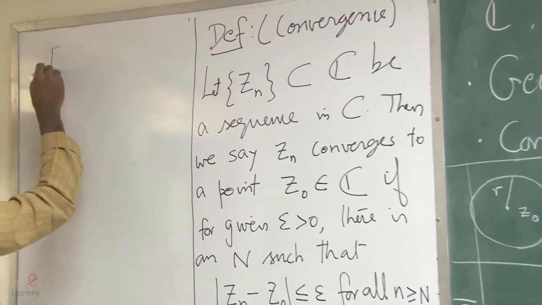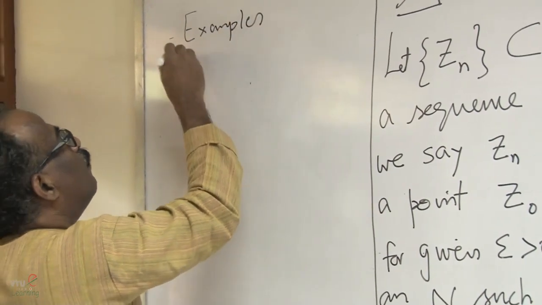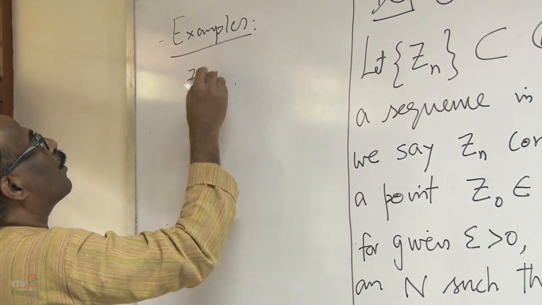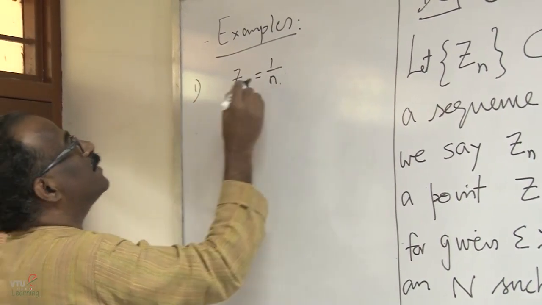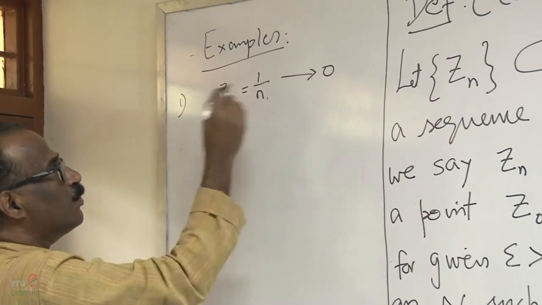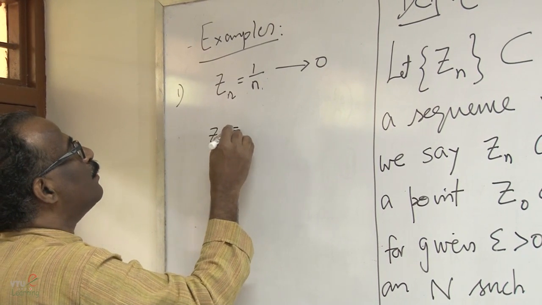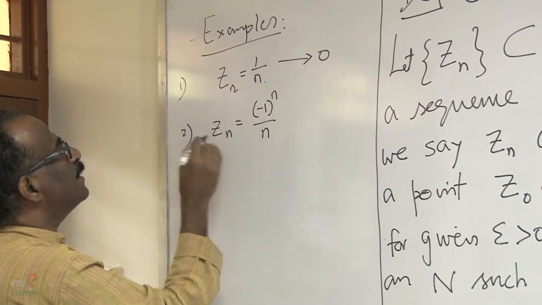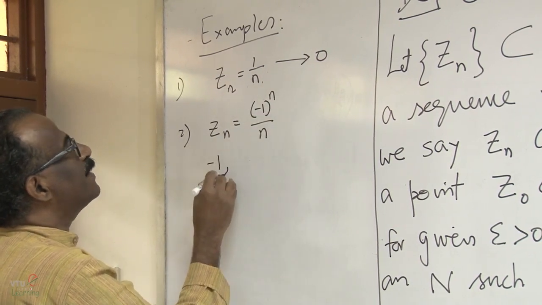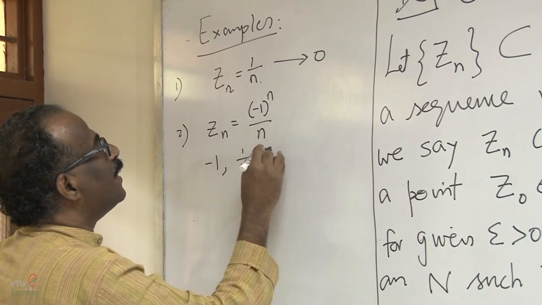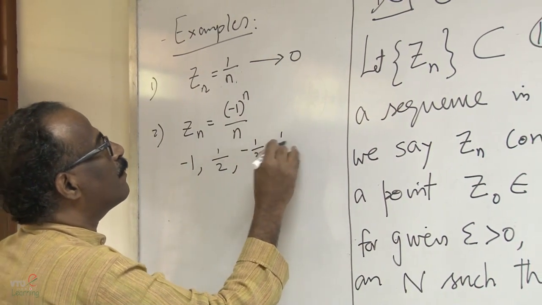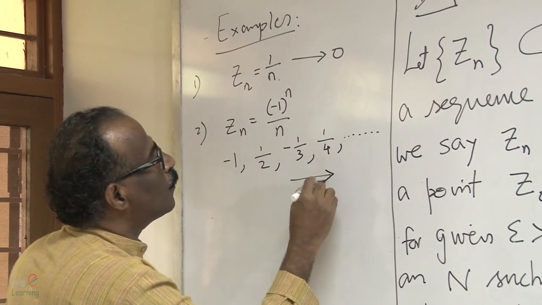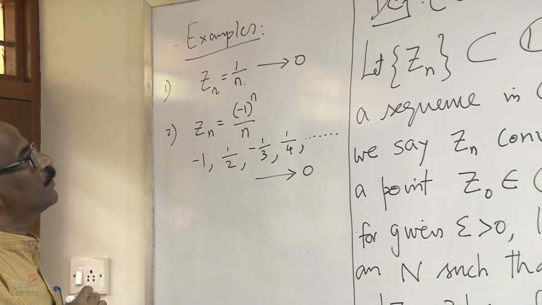So look at the examples. There are plenty of examples you can give. Suppose I take Zn equal to 1 over n. This is a real number. You can prove that this converges to 0. These you have already seen. If I take minus 1 to the n over n, what is this sequence? When n equals 1, you get minus 1, then n equals 2, I get 1 by 2, when n equals 3, I get minus 1 by 3, and then I get 1 by 4, etc. So you get a sequence of numbers, and this also goes to 0.